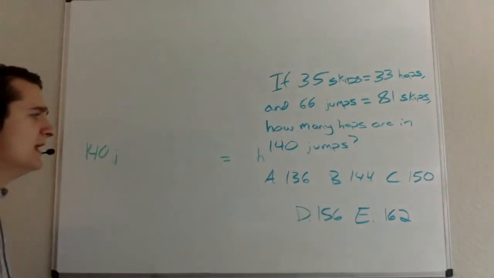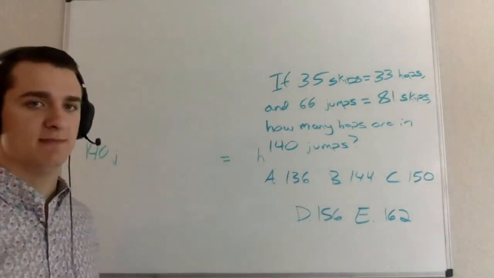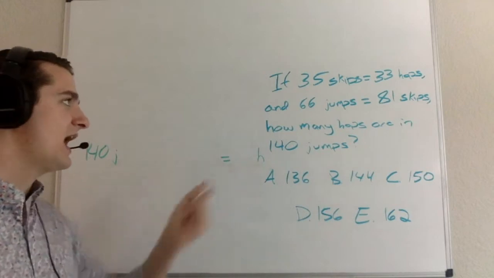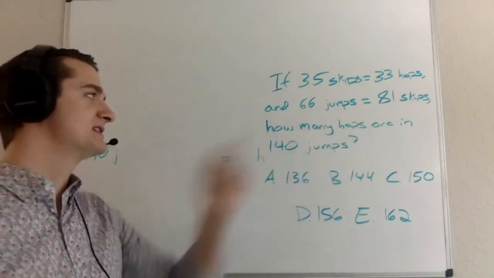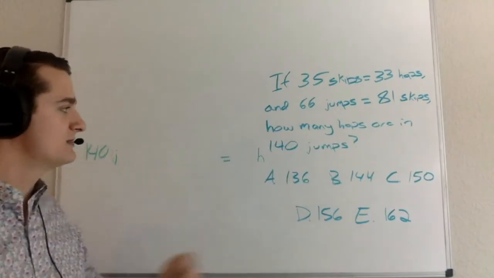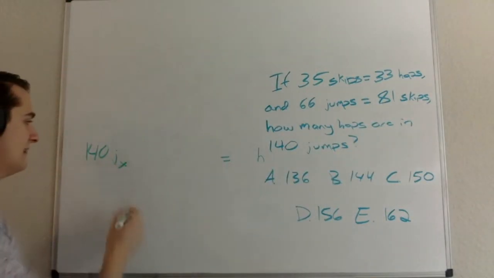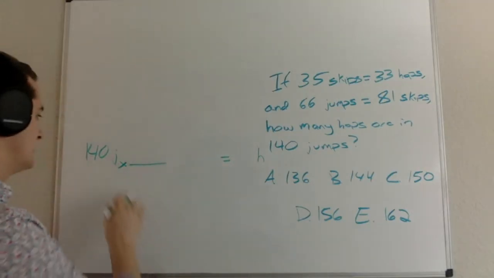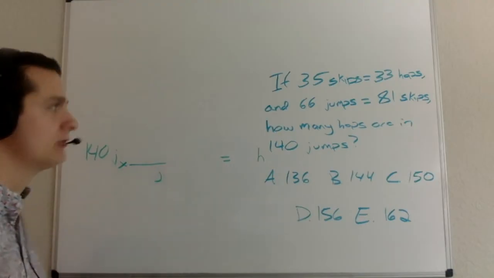From here, what I'm going to do is chart out my conversion path. Unfortunately, I can't go straight from jumps to hops. So instead, I can go from jumps to skips, and then I can go from skips to hops. So I'm going to multiply. And remember, when I'm doing this unit conversion, because I want to get rid of jumps, I'm going to put that on the bottom so the jumps will cancel.